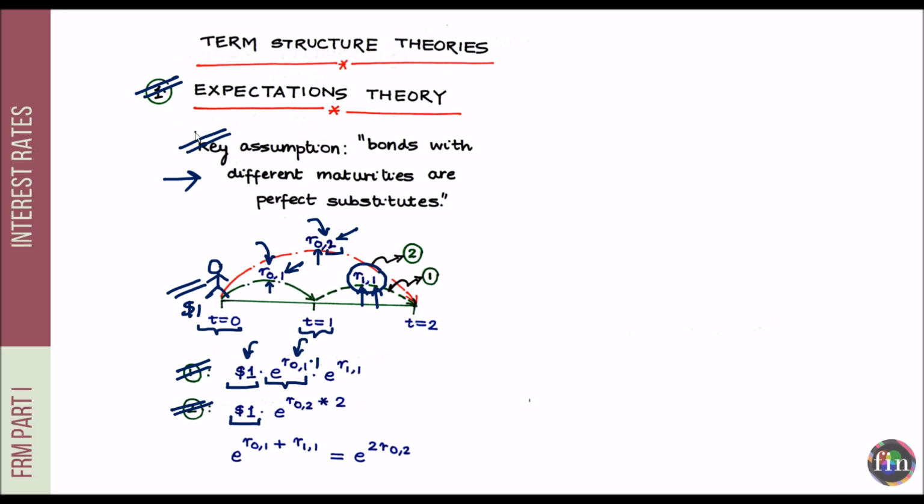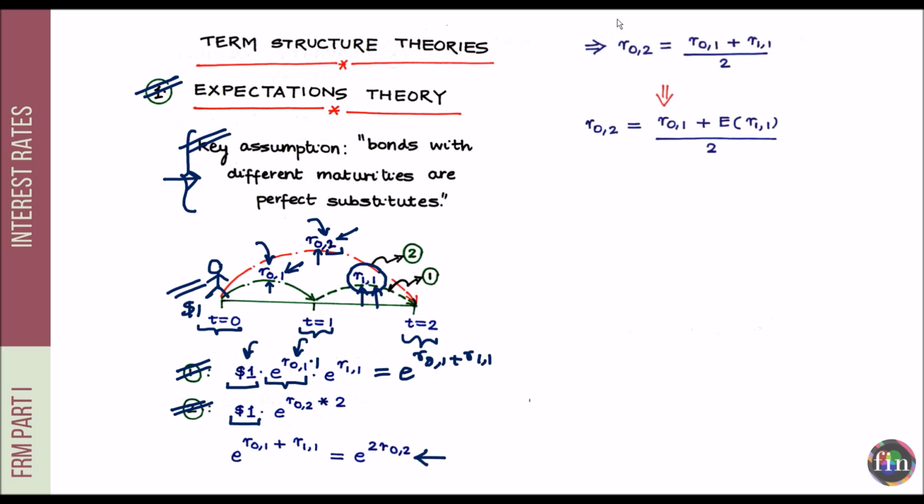Now, come back to my assumption. I was making this assumption that I, as an investor, am indifferent between these two choices. So if I'm indifferent between these two choices, it means the payoff of both these choices should be equal when I finally arrive at time t equal to 2, which tells me that this guy is equal to, just add the exponents, so it will be R01 plus R11, and this guy is e to the power 2 R02. So if the two are equal, that means the powers are equal, and which means that there is a relationship which should connect the three rates which we are talking about.